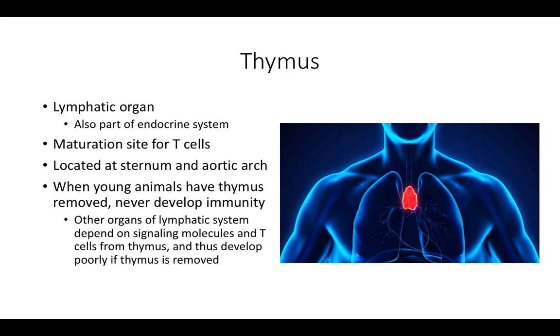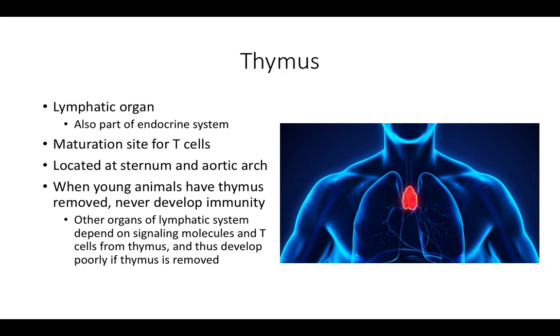The thymus is another really important organ in the lymphatic system. It's also part of the endocrine system, so I'm sure you guys are very familiar with it by now, hopefully. And again, it's the maturation site for T cells. So this is where our T cells go to become immunocompetent. It's located behind the sternum and in front of the aortic arch. We can see in this picture, it sits between each of the lungs and then on top of the heart.